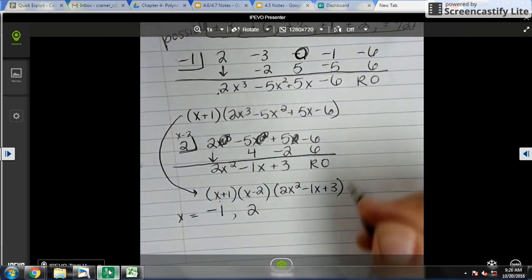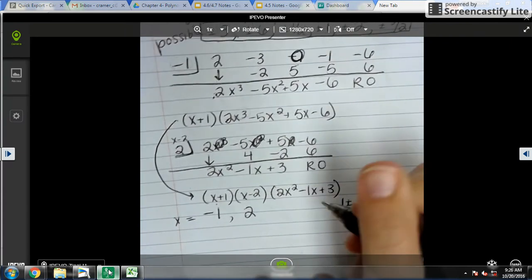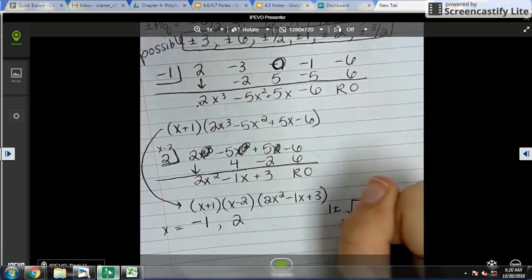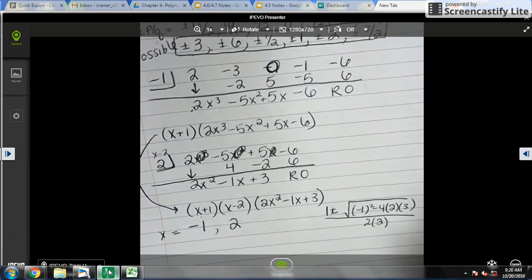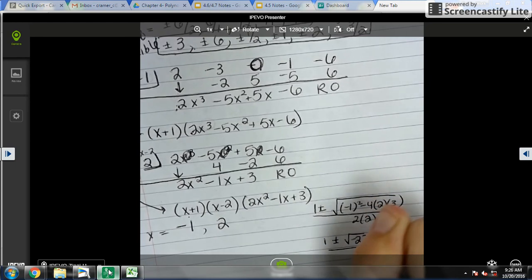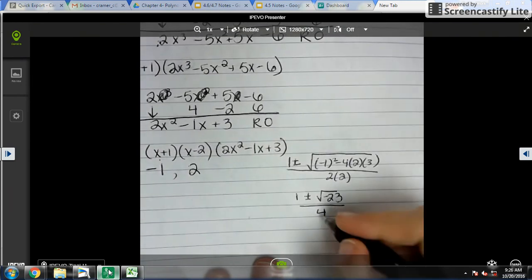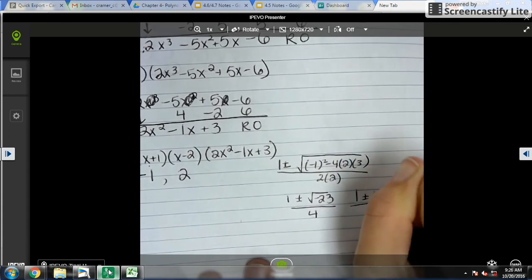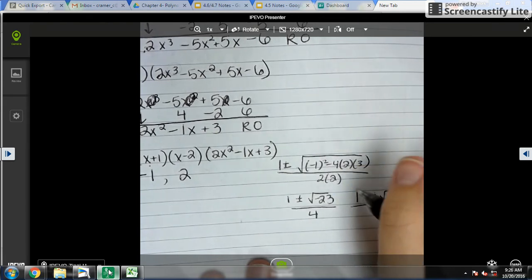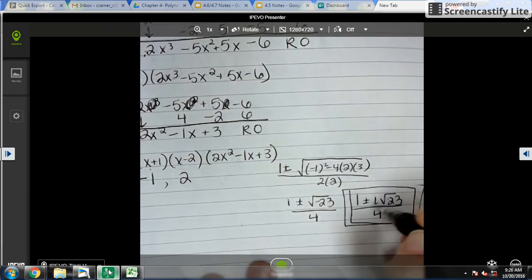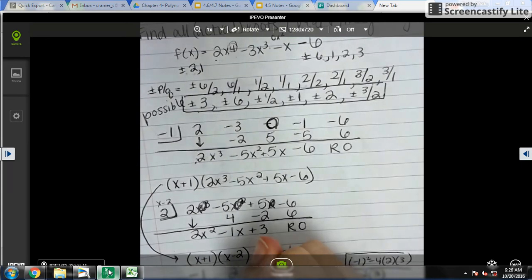The quadratic formula would be negative b plus or minus the square root of b squared minus 4ac all over 2a, which turns out to be 1 plus or minus the square root of negative 23 over 4, which we would change to 1 plus or minus i radical 23. We would also simplify this if possible and simplify any outside things, but that does not work. So this would be our other two imaginary roots. So we also have 1 plus or minus i radical 23 over 4.